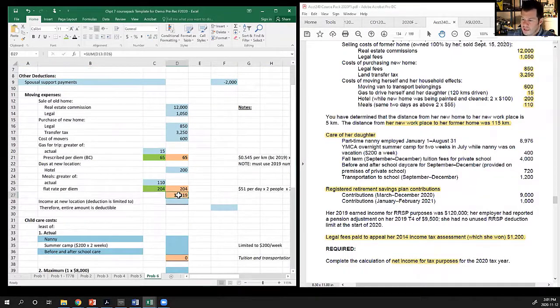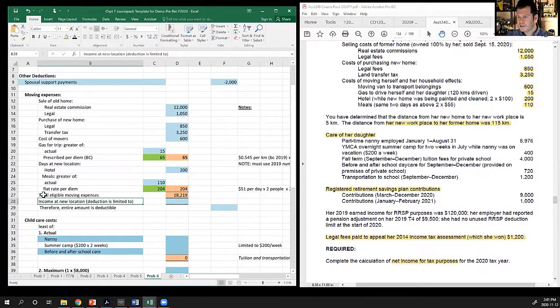My total moving expenses, I've summed right here. Total eligible. Super. Now we have to compare it to the income at the new location. If the expenses exceed the income at the new location, well, we're out of luck, and we're going to have to wait till next year to deduct some.